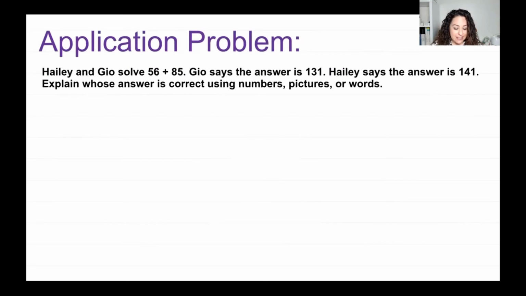And it says Haley and Gio solve 56 plus 85. Gio says the answer is 131. Haley says the answer is 141. Explain whose answer is correct using numbers, pictures, or words. So this is a story problem, so we're going to use our RDW strategy. Remember, R is read, D is to draw it out, and W is to write your solution. So we read the problem, so let's go ahead and draw it out.